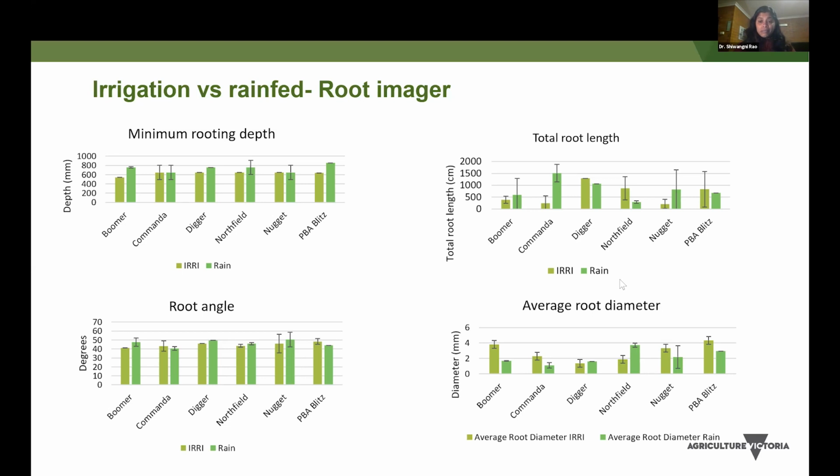Average root diameter. This basically showed that with most of the varieties, the irrigated ones had thicker root diameter, whereas only Digger and Northfield, the two varieties, had thicker root diameter in the rain-fed scenario.